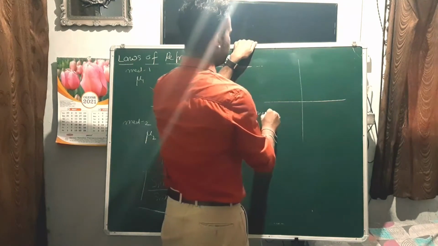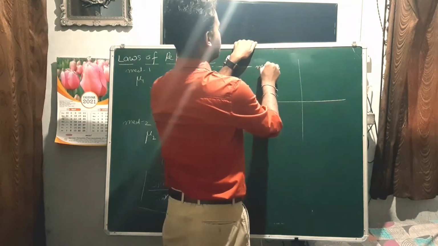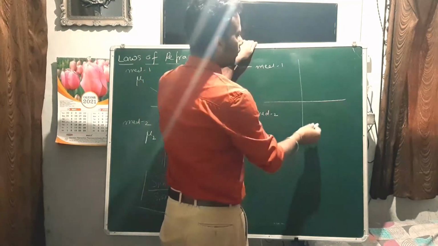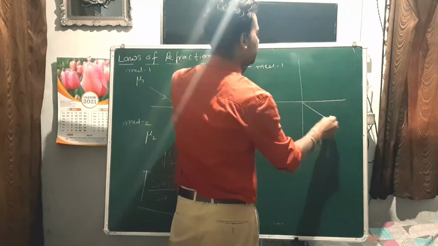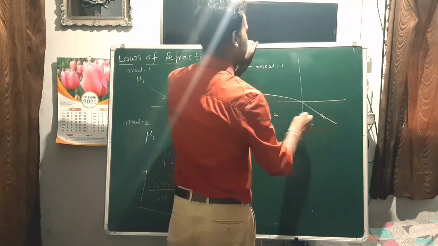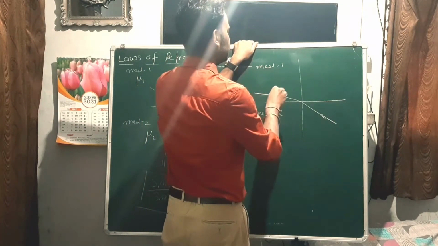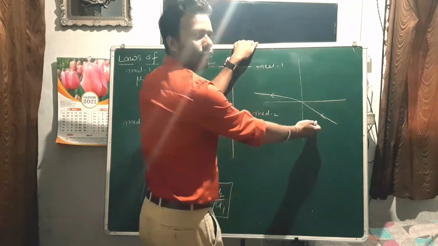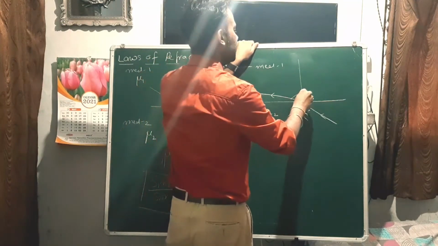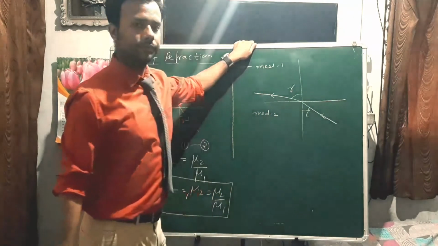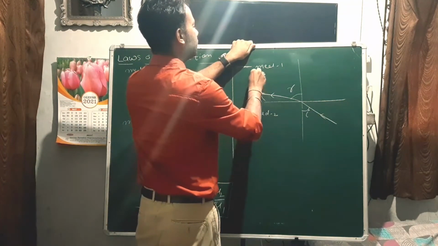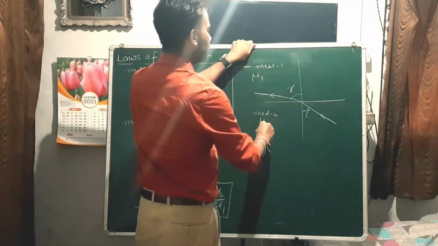Now this is medium 2 and this is medium 1, right? The light is coming from medium 2, let's say like this. Now because light is coming from medium 2, this will be the angle of incidence I and this will be the angle of refraction R, right? The refractive index of medium 1 is mu 1 and that of medium 2 is mu 2.